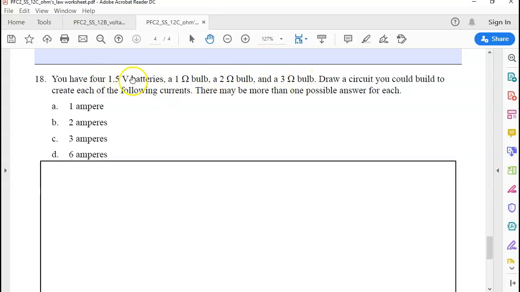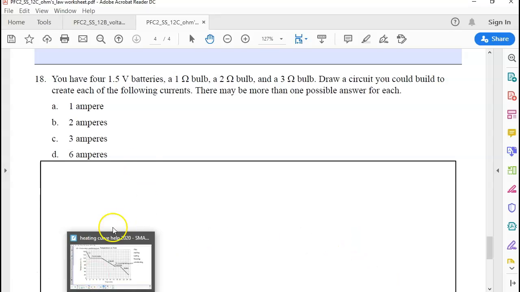So you don't have to use all these materials, but these are the materials you have. Okay? So you have up to 4 1.5 batteries, and you've got some bulbs with some different resistance. So what combination of things would give you 1 amp of current? Draw a picture. What combinations of things would give you 2 amps of current? Okay? Now, I can't draw it on the computer with this pen, so I'm going to go to a different page here.